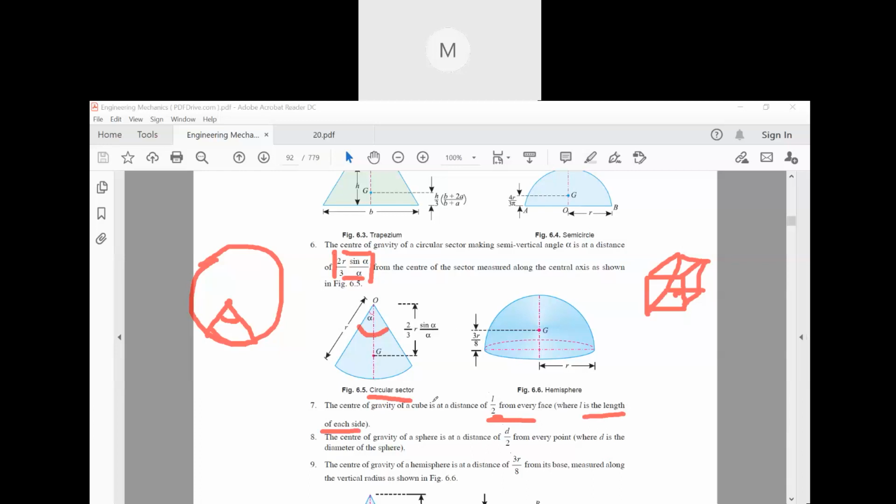Now for a sphere, sphere means what? It is not a circle. It is a ball. You have seen all kinds of balls, football and cricket ball. For finding out the center of gravity of that kind of figure, it is at a distance of d by 2, where d is the diameter of the sphere. If you divide that by 2, then the center of gravity will be at that distance. That means r equals d by 2.